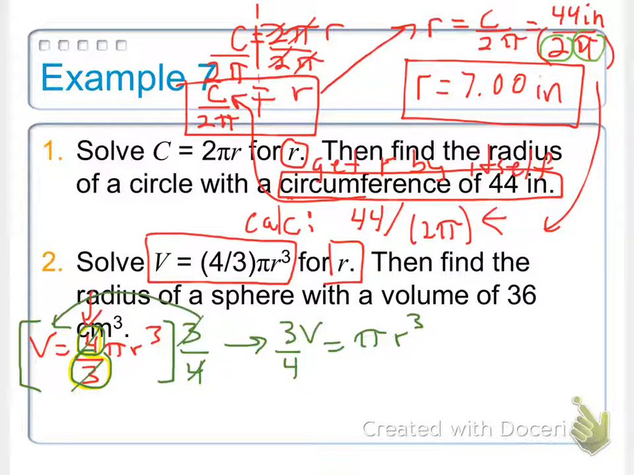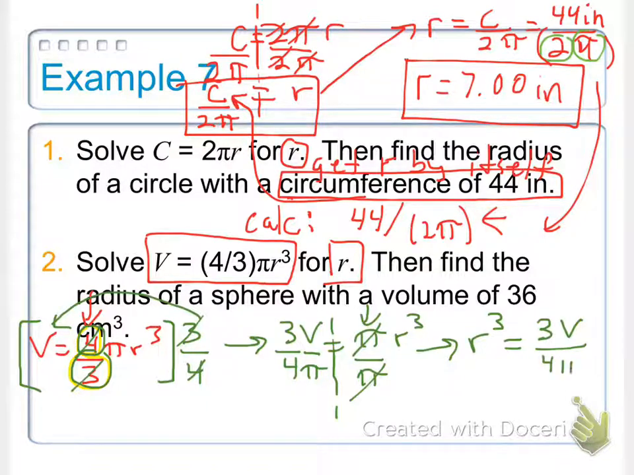Now we still have this pi in front. So I'm going to do my work here. I'm going to divide it by pi. And here I'm going to divide by pi. And I'm just going to change the order. I'm going to write r cubed first and put the other stuff on the other side. And I'm going to get 3V over 4 pi. And when you do this on the calculator, put that there on the calculator. Okay, so we've got our formula.